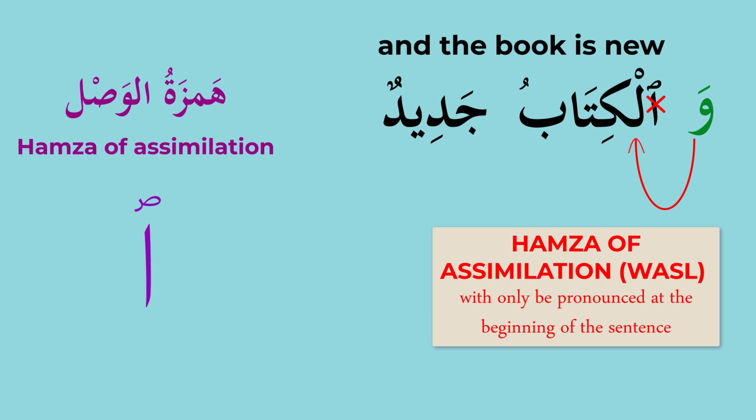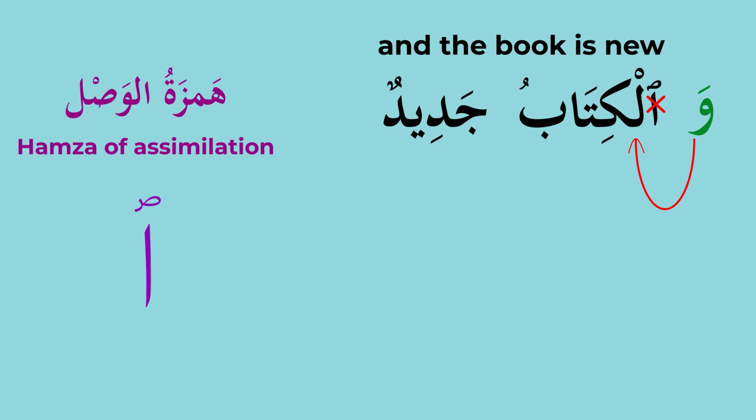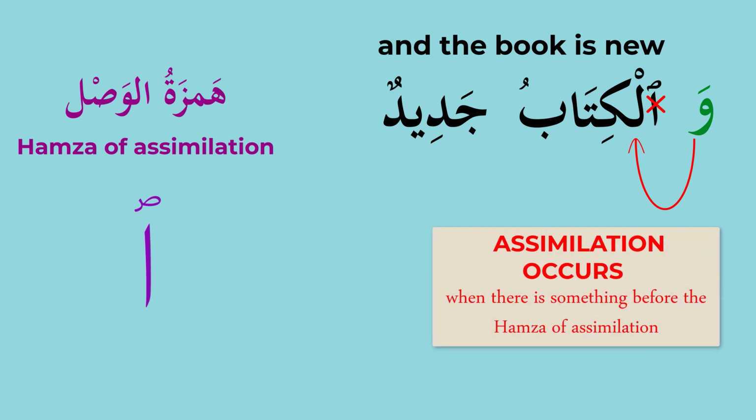Any reason? Sister Salma? The reason is that it is Hamzatul Wasal. It gets assimilated. When does it get assimilated? When a particle comes in front of it. Then you do not pronounce it. So what is this waw? It is a conjunction. When it came in front of Hamzatul Wasal, you did not pronounce it. You will say, Wal Kitab.